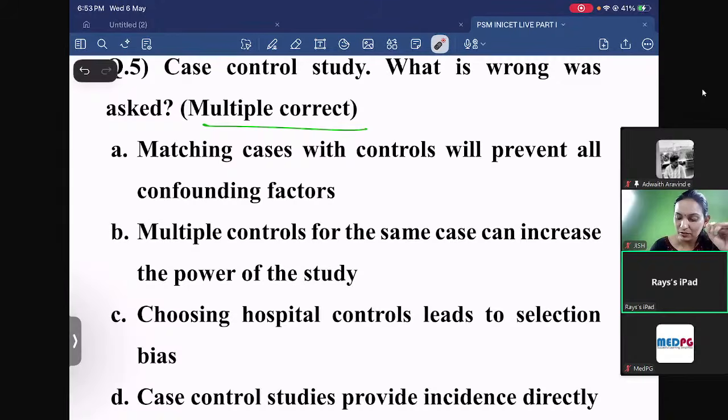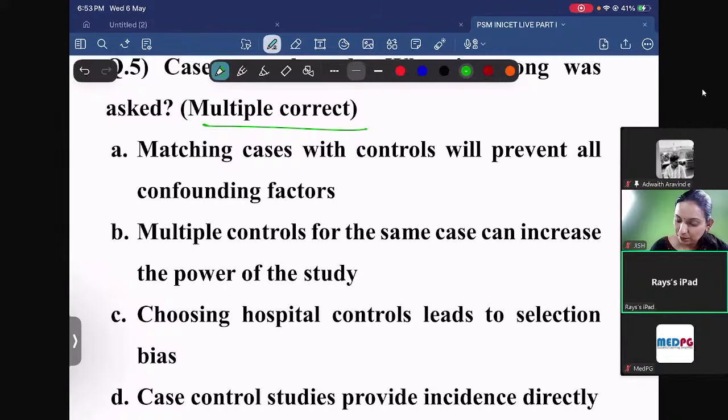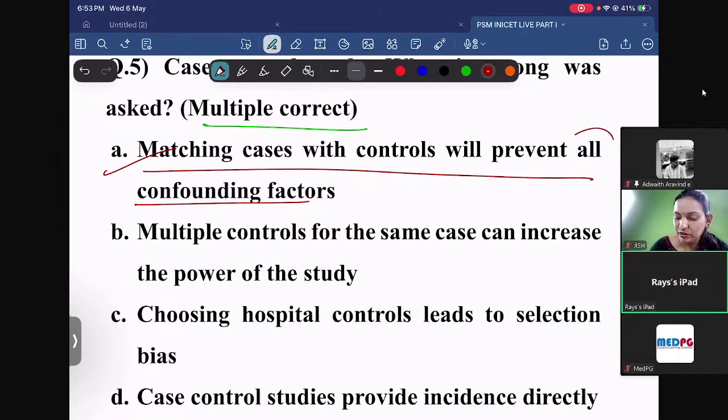So your first statement itself is wrong here. Matching cases with controls will prevent all confounding factors: no, it does not. It prevents only the known confounders. It cannot prevent the unknown confounders. That was the first option. Second one: multiple controls for the same case can increase the power of the study. This is actually true.